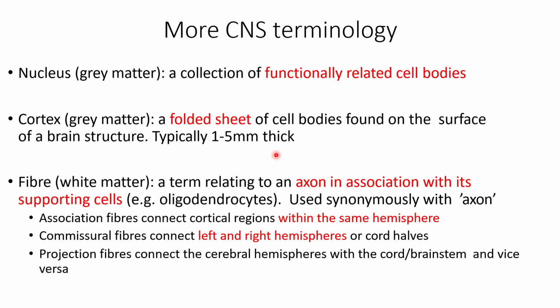We have commissural fibres which cross the midline in order to connect the left and right hemispheres of the brain or spinal cord. And the big commissure in the brain is the corpus callosum, which is a large structure connecting the left and right cerebral hemispheres. Finally, projection fibres are those which connect the cerebral hemispheres with the spinal cord and brainstem, or vice versa. And a large part of the first half of this unit is going to be learning about the pathways of these various projection fibres as they descend to form the motor systems, or as they ascend to form the sensory systems.